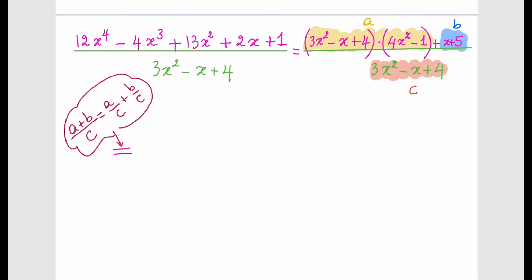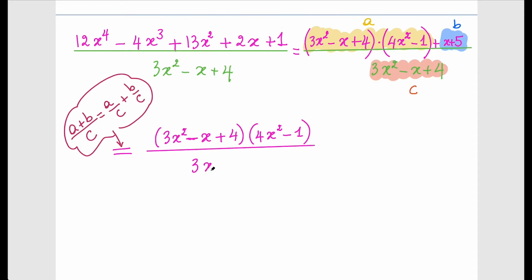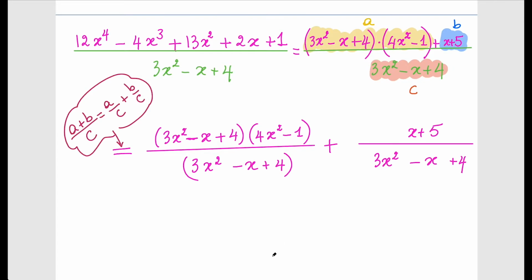Alright, and what do we obtain? So a over c, this over c, so 3x squared minus x plus 4 times 4x squared minus 1 divided by the c, which is 3x squared minus x plus 4, right? Plus the b over c, so this b over c, plus x plus 5 divided by 3x squared minus x plus 4. Okay? And as you may guess, I'm setting the stage for the simplification to take place.